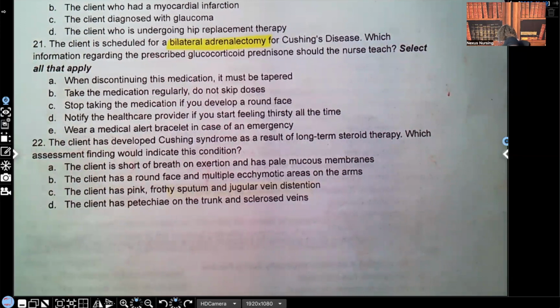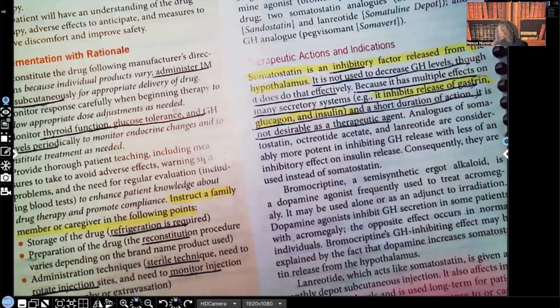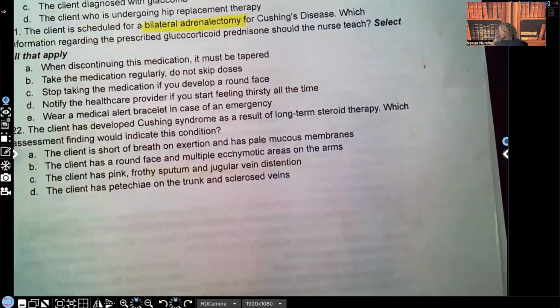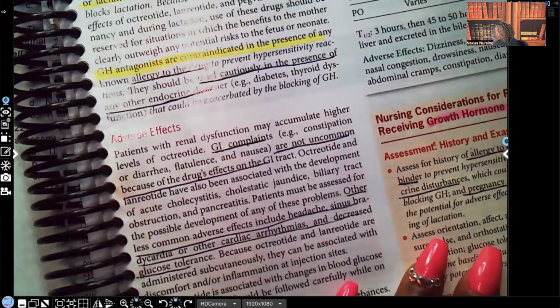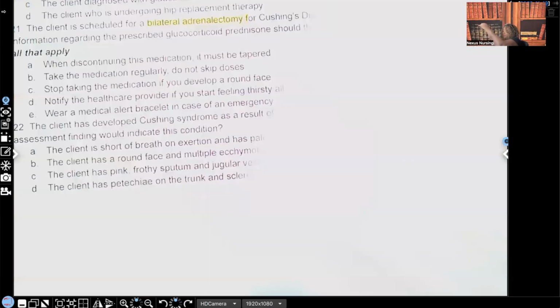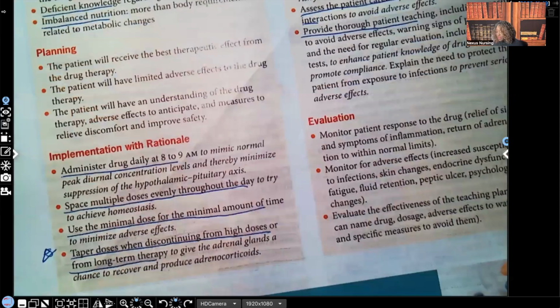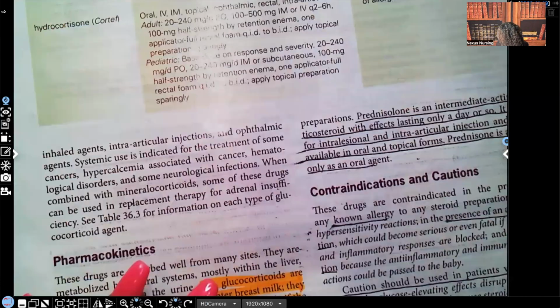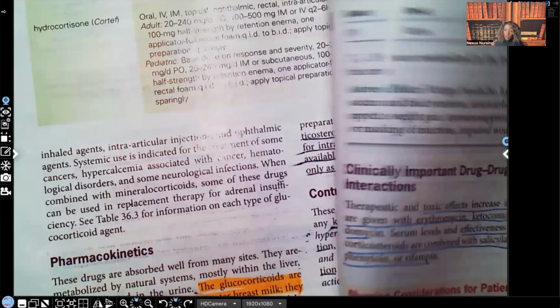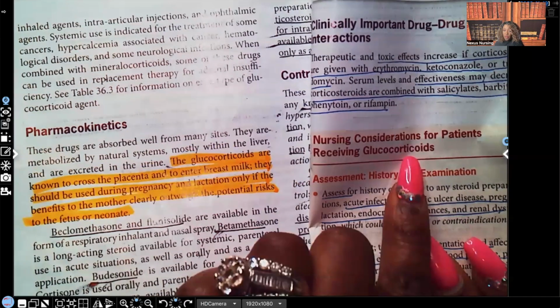Let's take a look in the book. Not this book. All right, so implementation and rationale for the, here, let me put it here so you can see. Right here, see what it says, nursing considerations for patients receiving glucocorticoids.